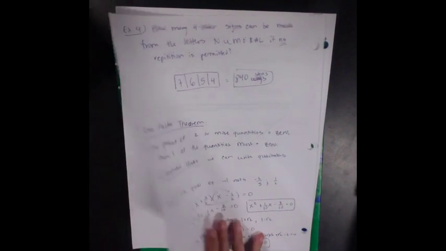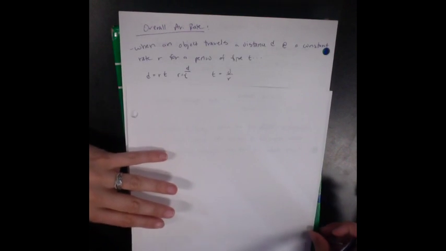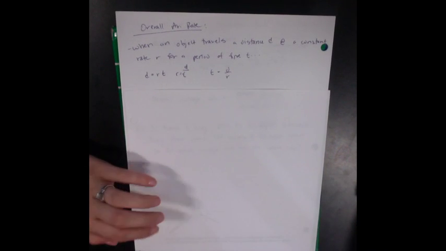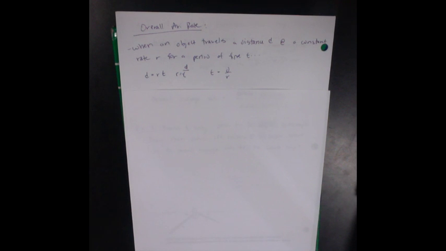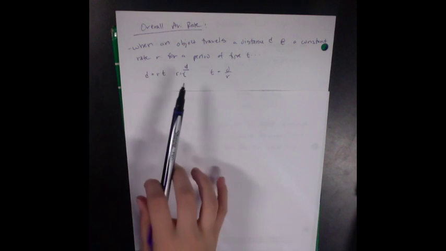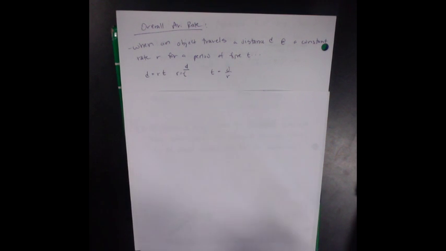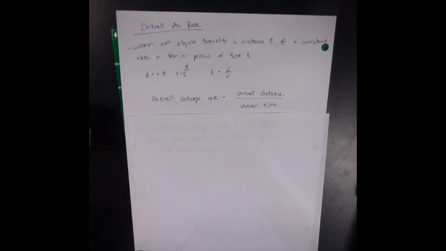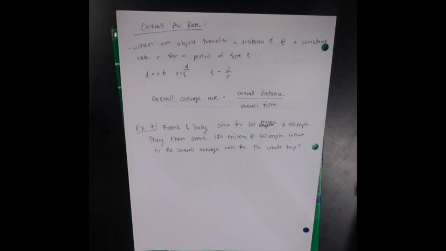Okay, almost done. We're going to talk about overall average rate. Okay, so overall average rate, we know that when an object travels a distance d at a constant rate r for a period of time t, we have the equation distance equals rate times time, and we can rewrite it and say rate is distance over time, time is distance over rate. Now, overall average rate is the overall distance over the overall time. So let's look at this example.